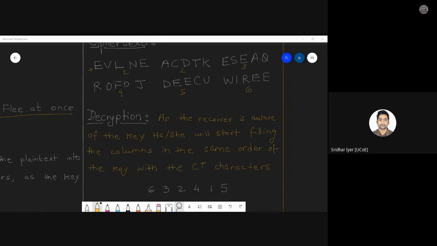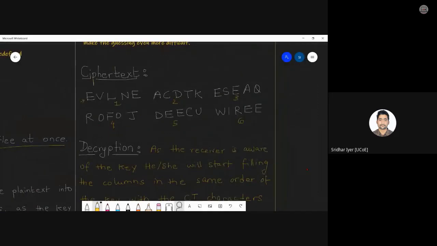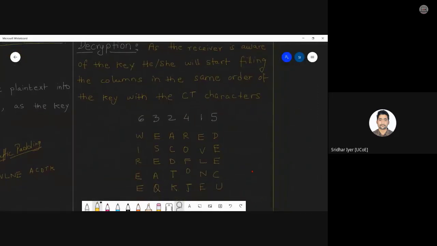Because the receiver only has the keyword with him. The receiver also doesn't have the number of values in one column. So for that, what needs to be done is calculate the length of the ciphertext first, divide that length with the key length. So it will be total, I guess, how many are there? 30, right? 30 by 6, that is 5 characters. Fine? Yes or no? Total characters are 30 and the key length is 6. So it will be 5 characters in one column.